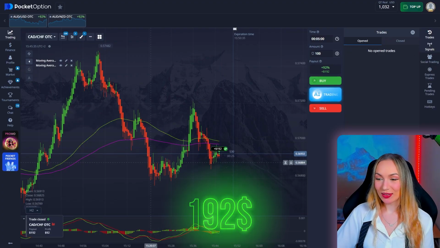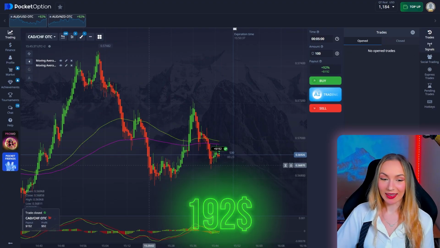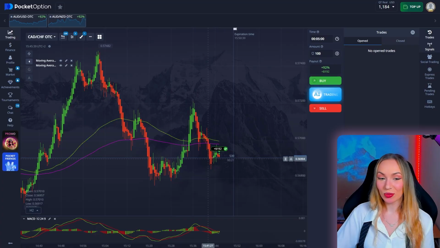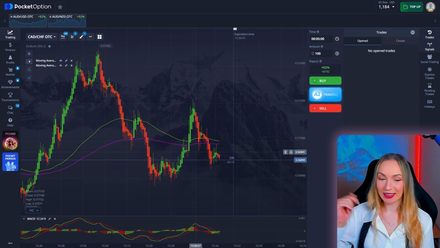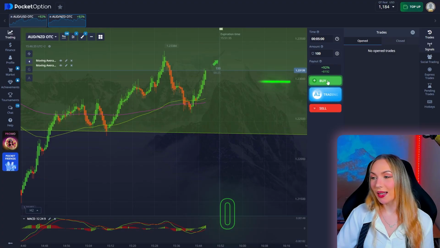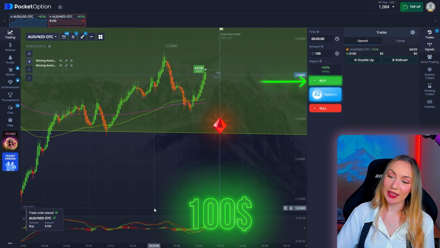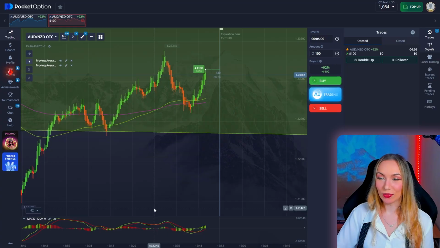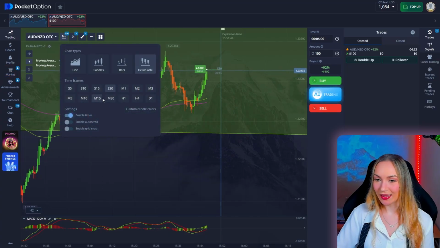So we just found a really nice trade with a really nice chart with a nice structure, and here is $92 profit. AUD NZD, another signal to open the trade in the upward direction. 5 minutes, $100. I'm again in.